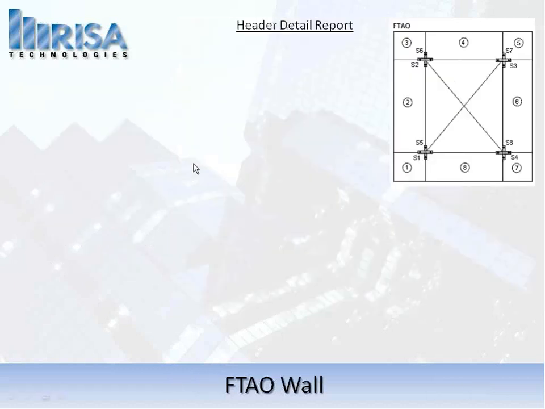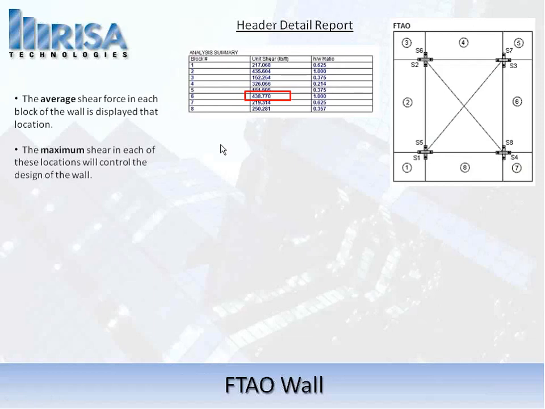Okay, so what we find is that the header detail report gives us all the information for force transfer around openings. Previously we've been looking at the wall detail report or the region detail reports. Now we're going to be looking at the header detail report. Here we see that the average force in each block is displayed in each location. We see the block number, and it shows us the unit shear listed out, and then the average unit shear per region.